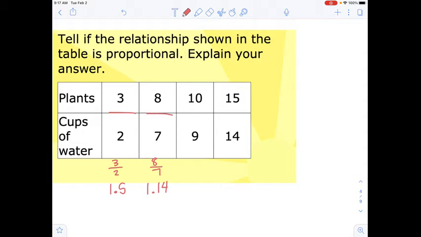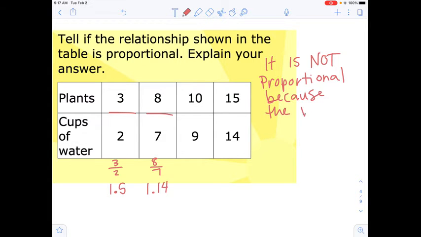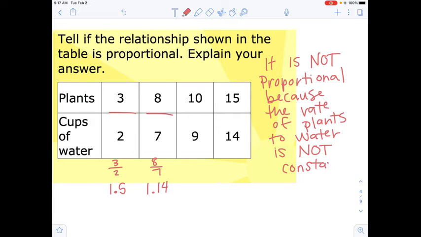We are going to write it is not, and make sure that you know how to explain the meaning. It is not proportional because the rate of plants to water is not constant. Okay, it is not proportional because the rate of plants to water is not constant.